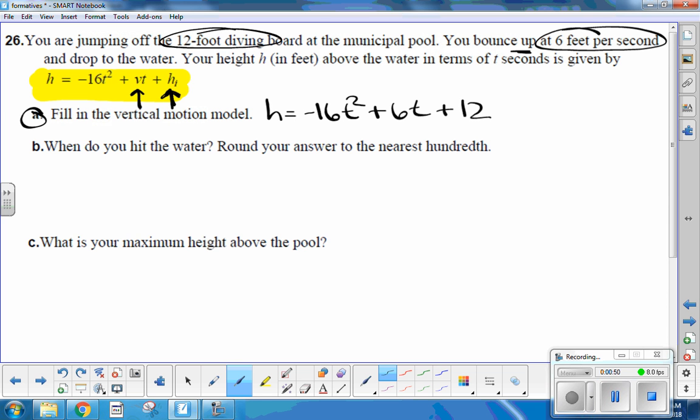Okay, that's part A right there. It probably won't ask you for that on the test. It may or may not, but you need to do that first. Fill in the v and fill in the h. You're going to use that throughout the rest of the problem.